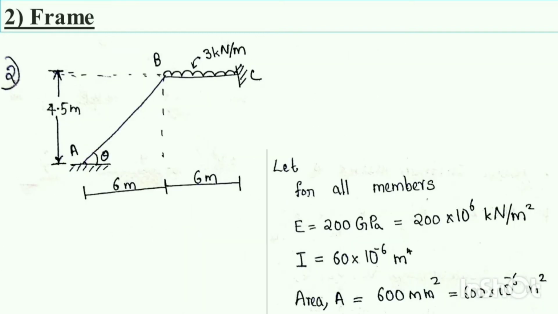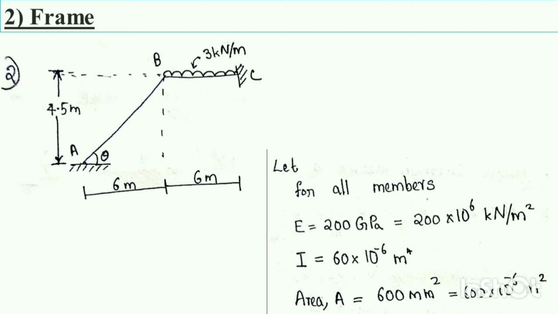Now let us consider another frame ABC, whose one member AB is inclined at an angle theta and the second member BC is straight, that is, inclination is 0. The length of BC is 6 meter and the length of AB can be found by Pythagoras theorem, that is root of 4.5 square plus 6 square, which will be 7.5 meter.